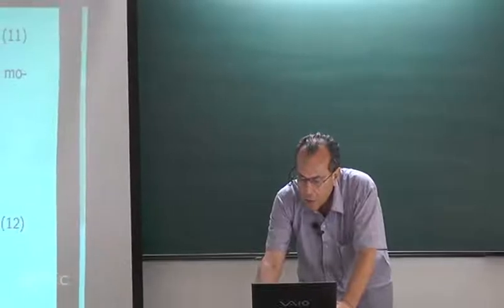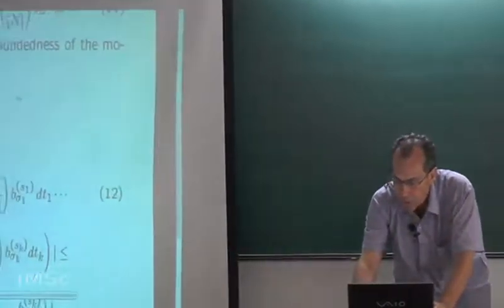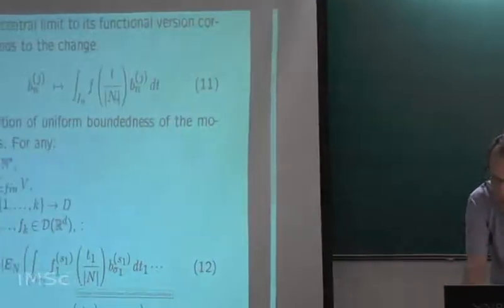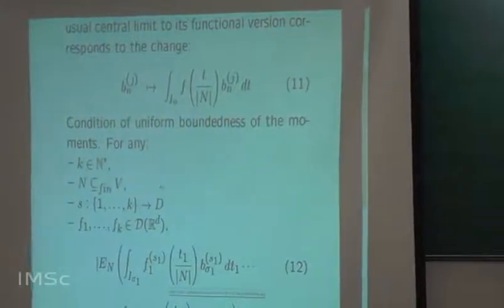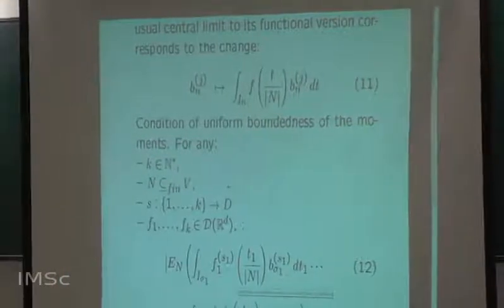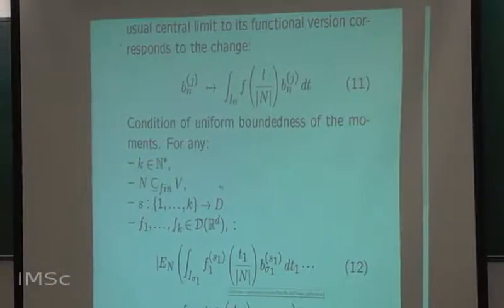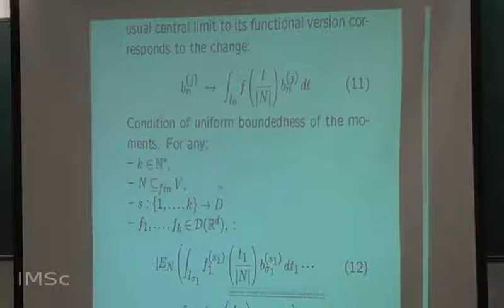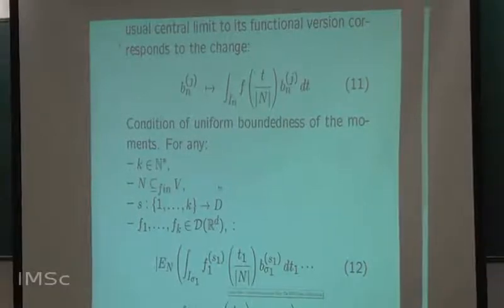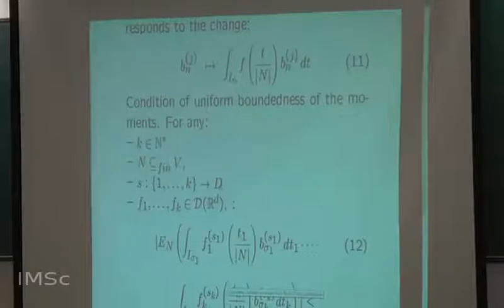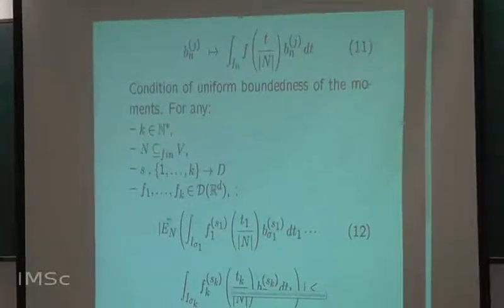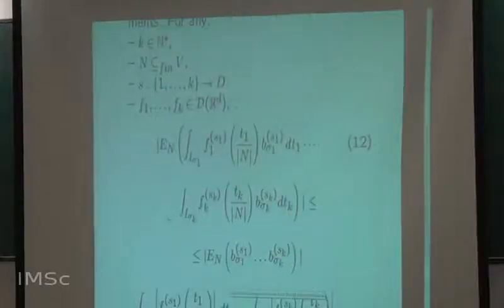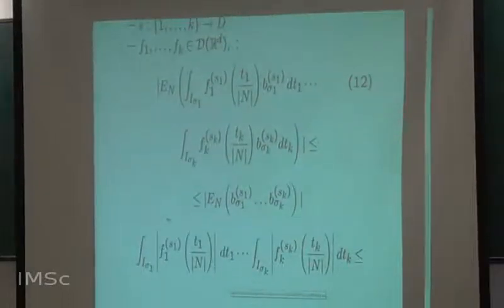So now the first thing that we have to prove is that when we do this transition, the conditions which assure the applicability of the standard, non-functional central limit theorem are satisfied. And one of the most important was the uniform boundedness of the moments. And uniform boundedness of the moments comes from the assumptions on the functions f.